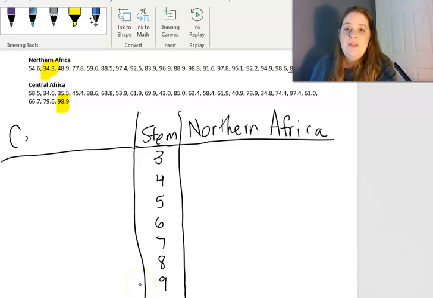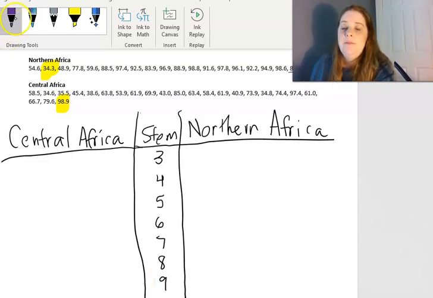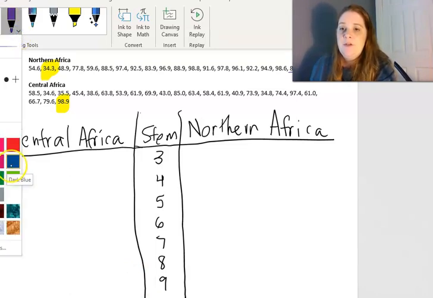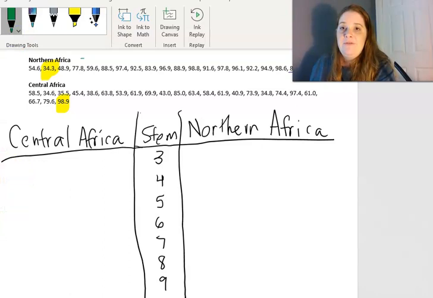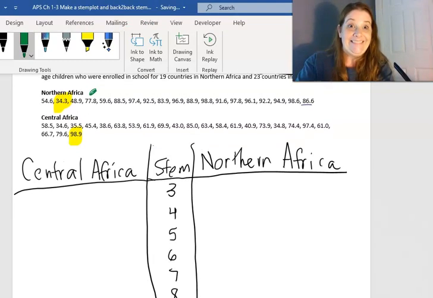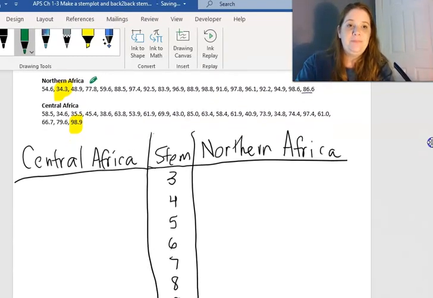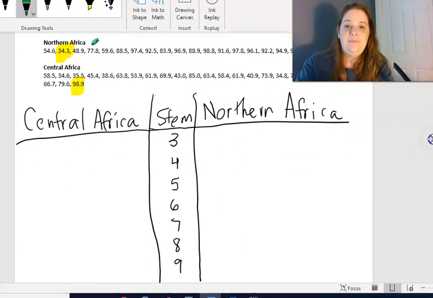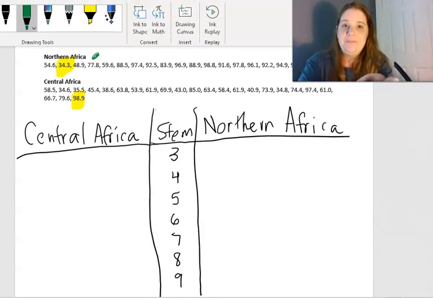And I'm going to put the leaves on the left for Central Africa. All right, I'm going to go ahead and switch my pen color here. I'm going to do these Northern Africa numbers kind of in green, so I'm going to stem those off to the side here. Oh, and I moved my screen. This is extra fun. There we go. I think I fixed it.